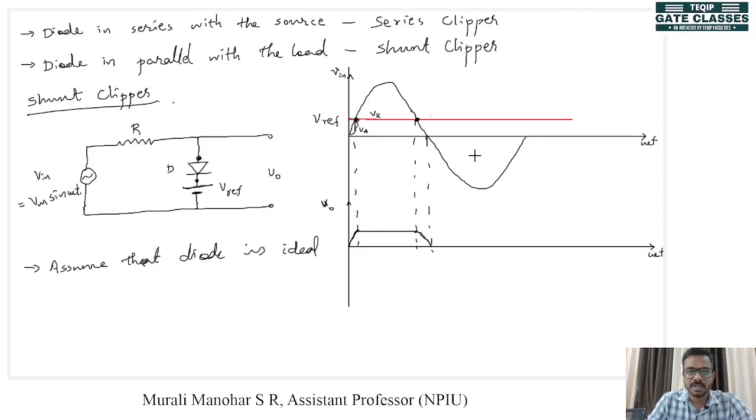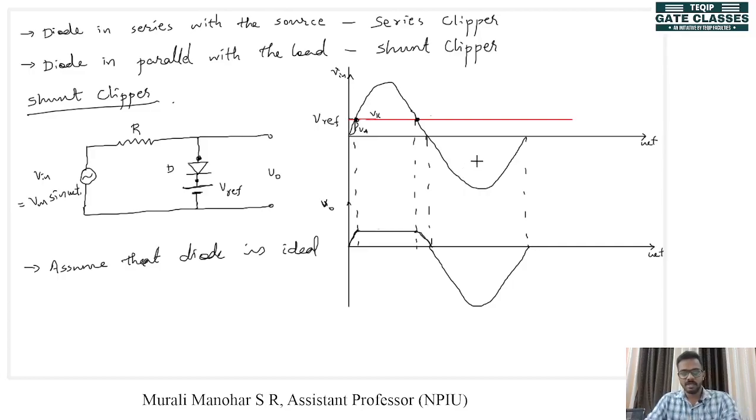Now what happens in the negative half cycle? There is no question about that, right? VK is always greater than VA, diode is turned off, and output will be same as input. This will be the entire negative half cycle. So this is what happens in shunt clippers. Okay, so this is a shunt clipper, but what kind of clipper is this? This is also a positive clipper, the positive shunt clipper.